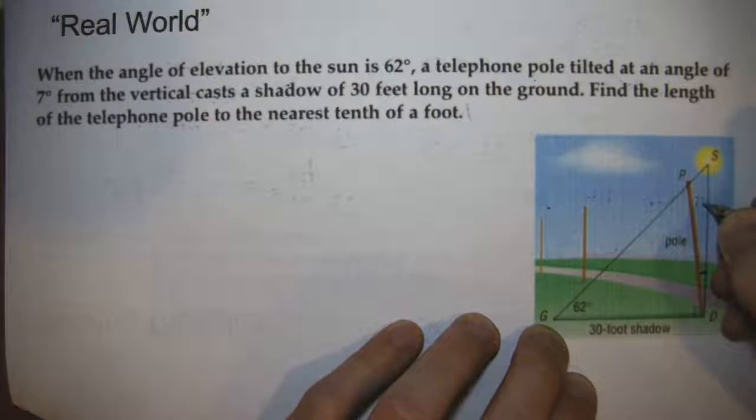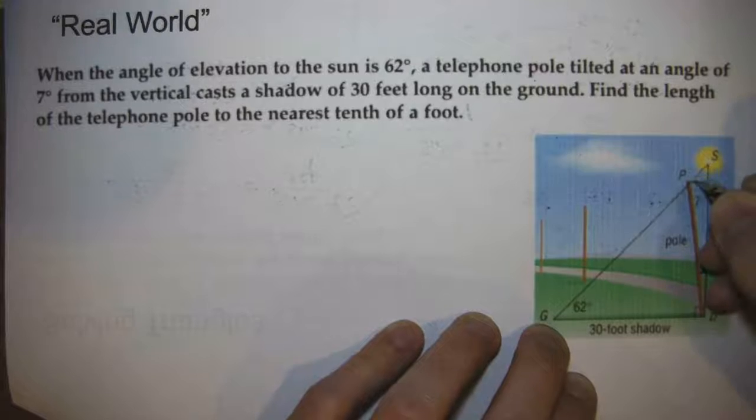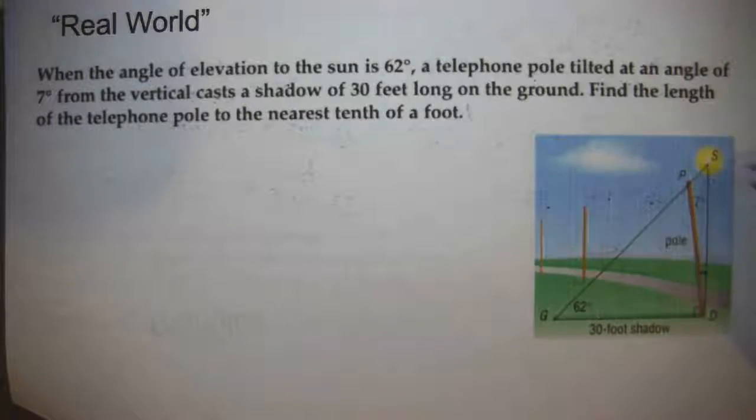So this 7 is not up here. This 7 is not over here. 7 is here. The difference from vertical to what the pole actually is. All right. And it casts a shadow that's 30 feet long, find the length of the telephone pole to the nearest tenth of a foot. All right, so let's do that.